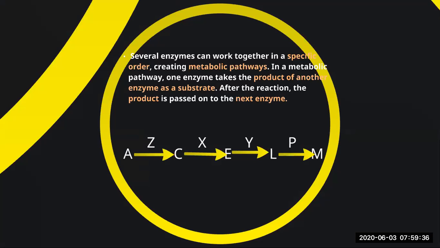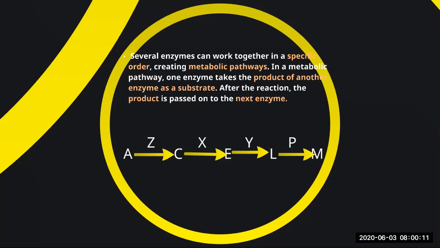What is metabolism? I told you earlier. A series of chemical reactions. Here the series of chemical reactions are called metabolic pathways. We can even name them, but here I have shown a generalized reaction, a symbolic representation, so we cannot name it. But in nature, we can name those metabolic pathways. In a metabolic pathway, one enzyme takes the product of another enzyme as a substrate. After the reaction, the product is passed on to the next enzyme.